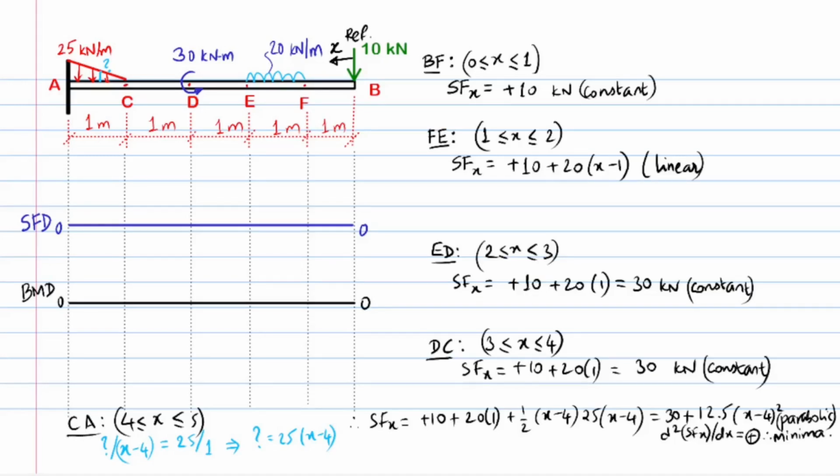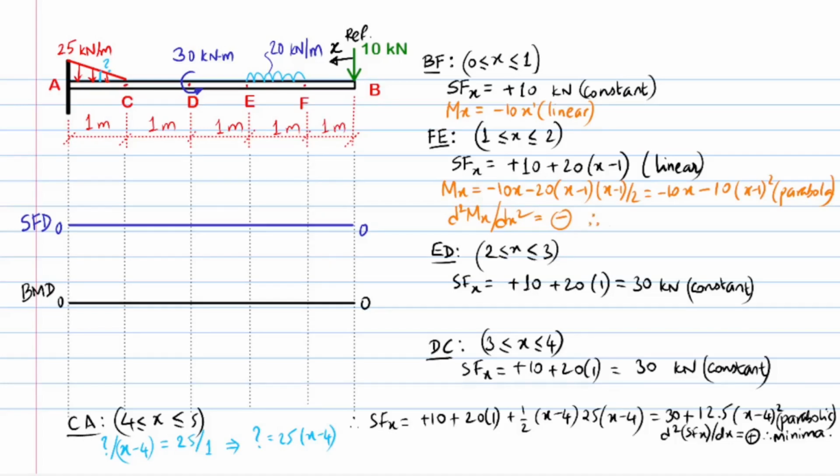Now, we proceed with writing the equations for bending moment at X for various spans of the beam. For span BF, M at X equals minus 10 times X, which is a linear variation over X. For span FE, M at X equals minus 10 times X minus 20 times (X minus 1) times (X minus 1) over 2, which gives minus 10 times X minus 10 times (X minus 1) to the power of 2, which is parabolic. The double derivative of M at X equation gives us a negative sign, indicating that the curve is of a maxima type.